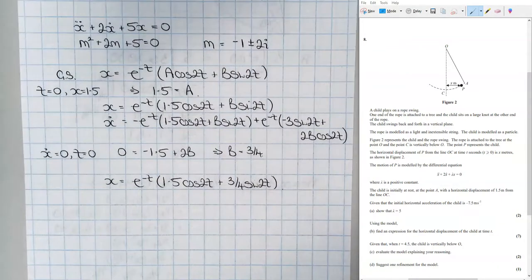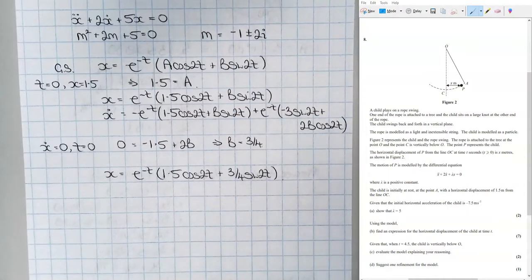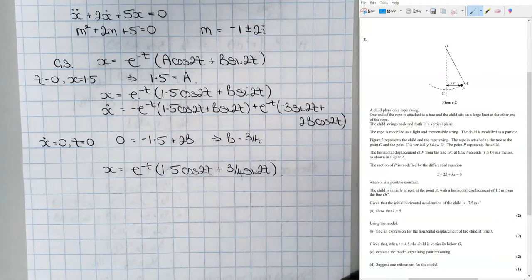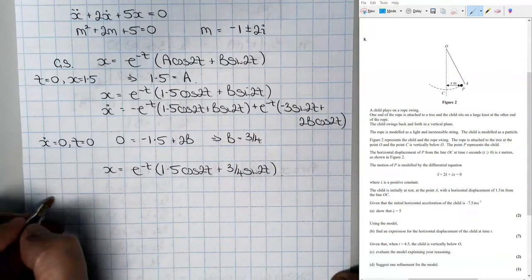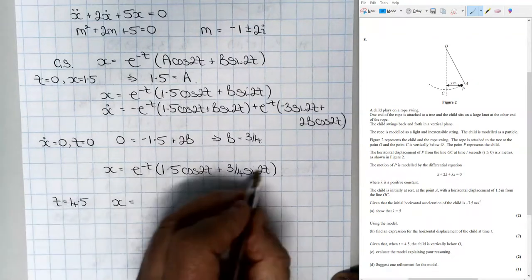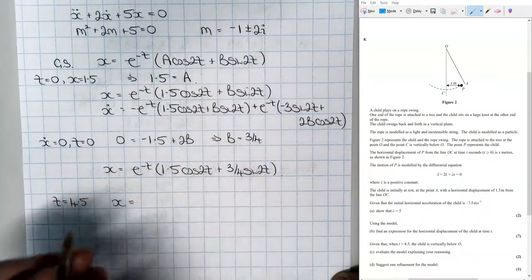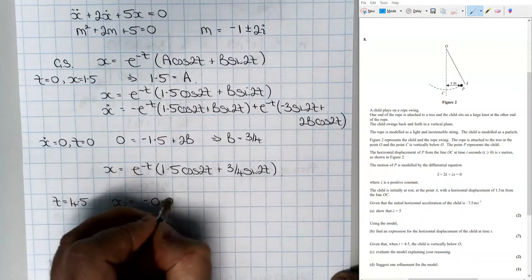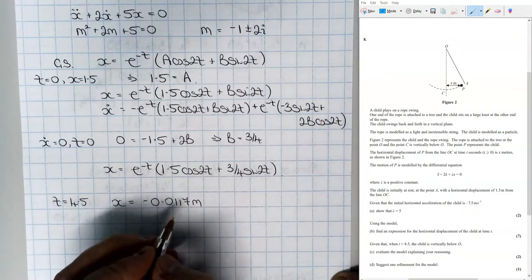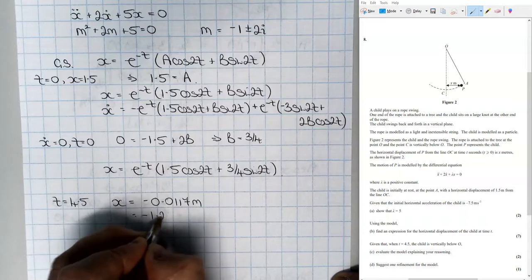Now it says, given that when t is 4.5, the child is vertically below 0, evaluate the model. Alright, so we're going to find the x value when t is 4.5, and we're hoping it's going to be close to 0, because obviously it's on the vertical. So t equals 4.5 will give x; we put 4.5 in, remember we're working in radians. It'll give minus 0.0117 meters, which equals minus 1.2 centimeters.